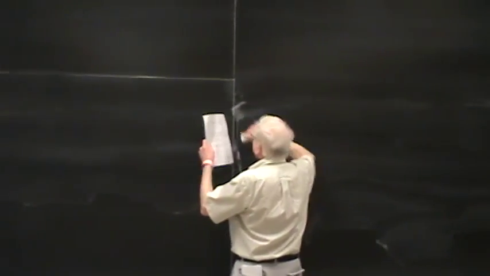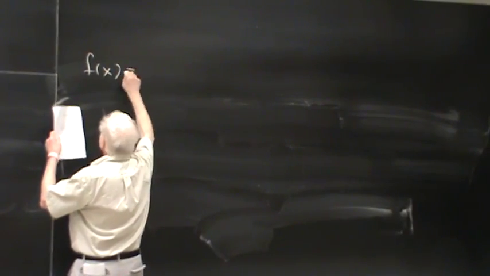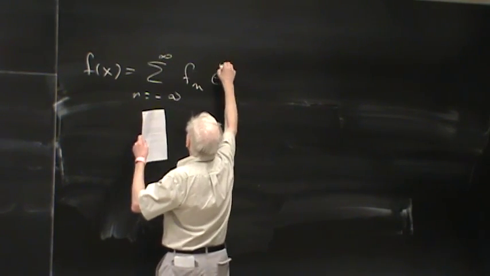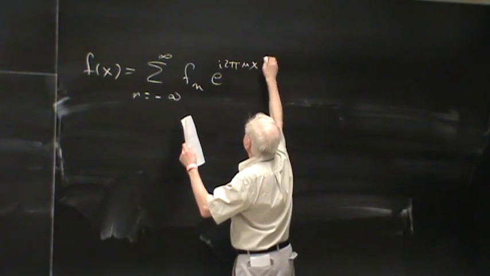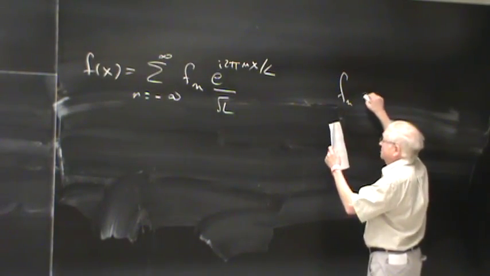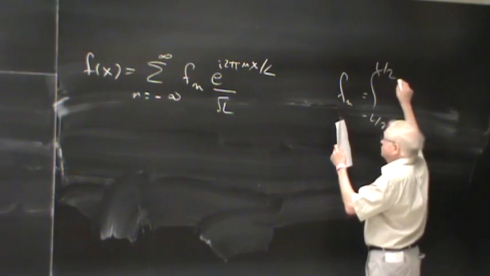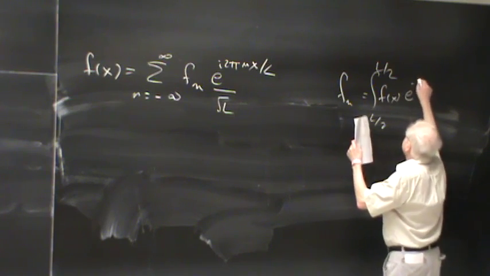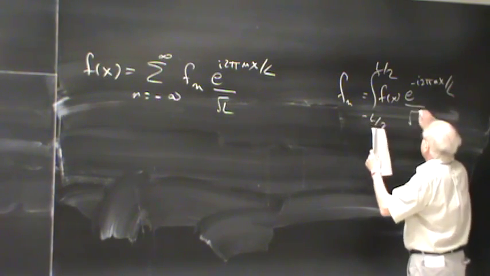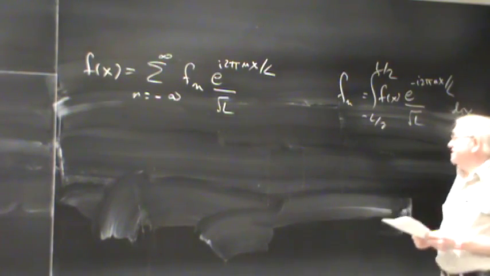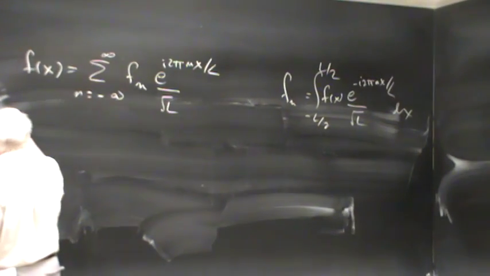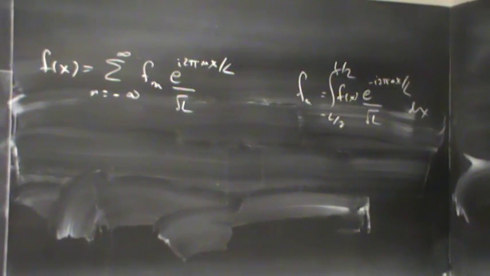So basically, with the Fourier transforms, what we have is f of x is the sum n equals minus infinity to plus infinity, f sub n e to the i 2 pi n x over L, over square root of L, and then the inverse relation is an integral from minus L over 2 to L over 2, f of x e to the minus i 2 pi n x over L over square root of L dx.